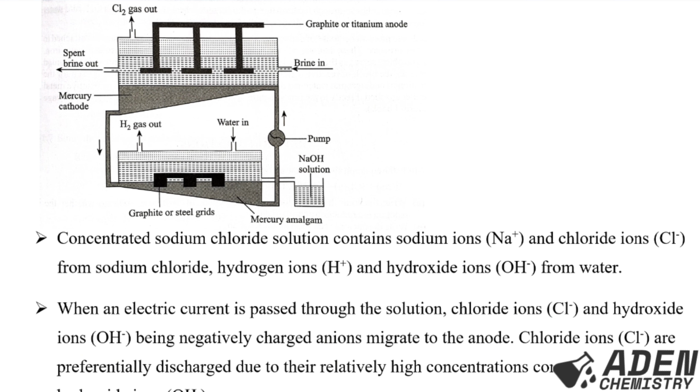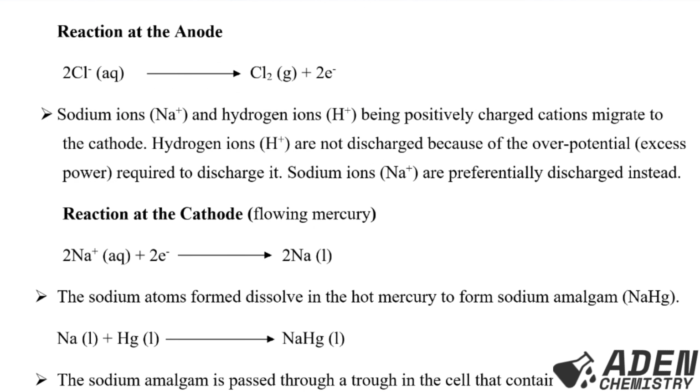But of the two, which one would be discharged at the anode? Chloride ions are preferably discharged. The reason why chloride ions are discharged over hydroxide ions is their relatively high concentration compared to the hydroxide ions. Next, the reaction at the anode. Remember, chloride ions are discharged at the anode. They lose two electrons to form chlorine gas. So the observation that we are going to make at the anode will be that a green-yellow gas is observed.